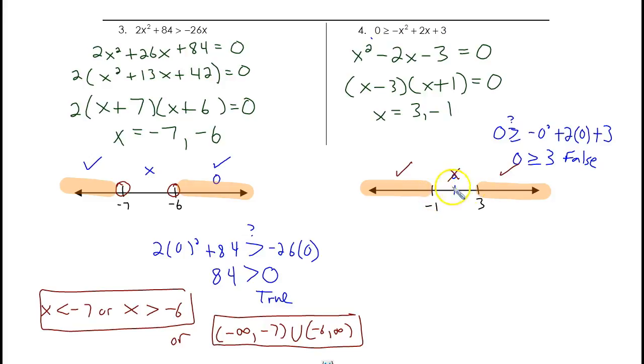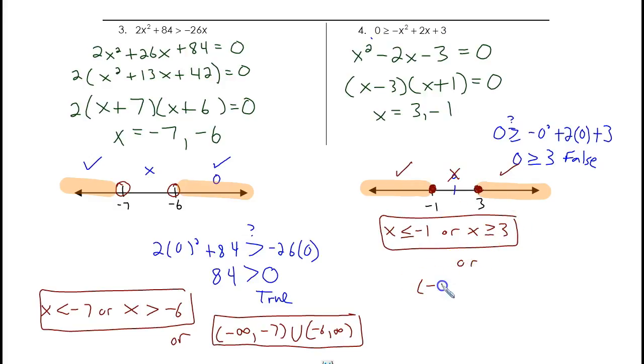Do we use open or closed circles on the -1 and the 3? Because it's greater than or equal to, we know that these are going to give us equal to, so we are going to include them with actual dots. So we can write it as x less than or equal to -1, or x greater than or equal to 3. That's a good way to write that answer. Or in interval notation, we would say from -infinity to -1 with a bracket on the -1, or from 3 to infinity with a bracket on 3. Either way would be a good way to write.